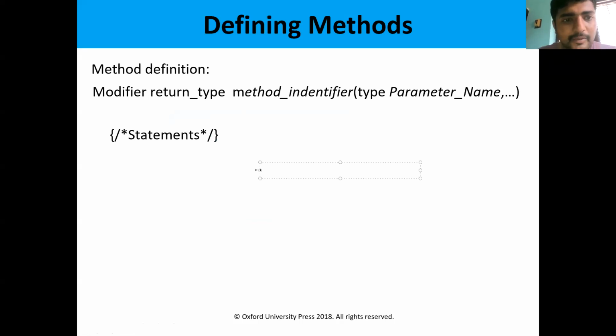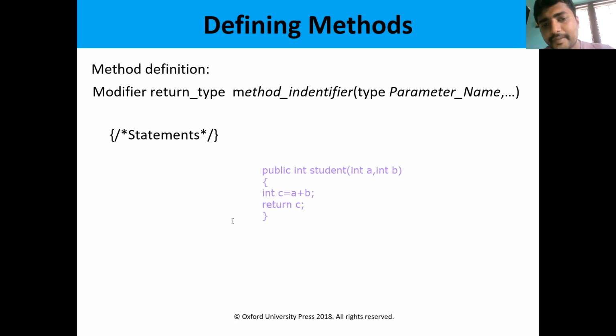An example for a method is: modifier, return type, method identifier. Modifier means either public or private, anything. Return type, either int or float. Method identifier, the method name, is student. And then parameters: int a, comma, int b. So these are the parameters. And then we have int c is equal to a plus b. So return c. So this is the method. This is the syntax for simply a method.